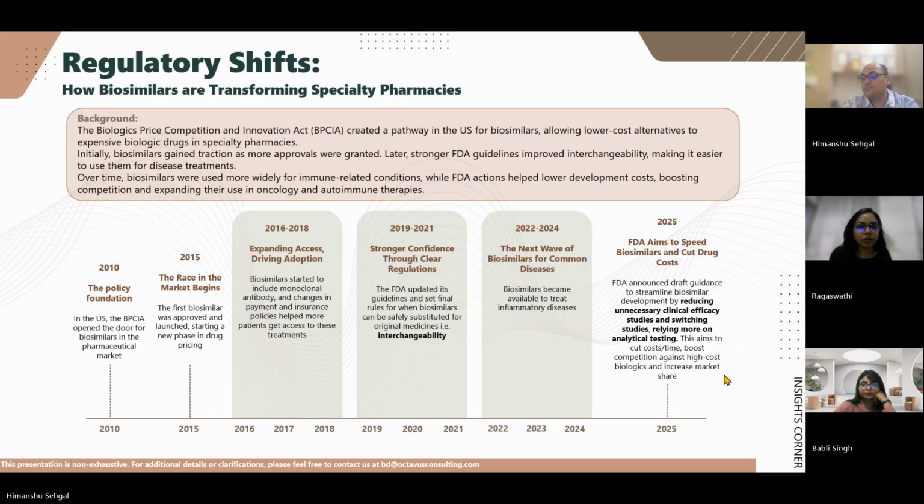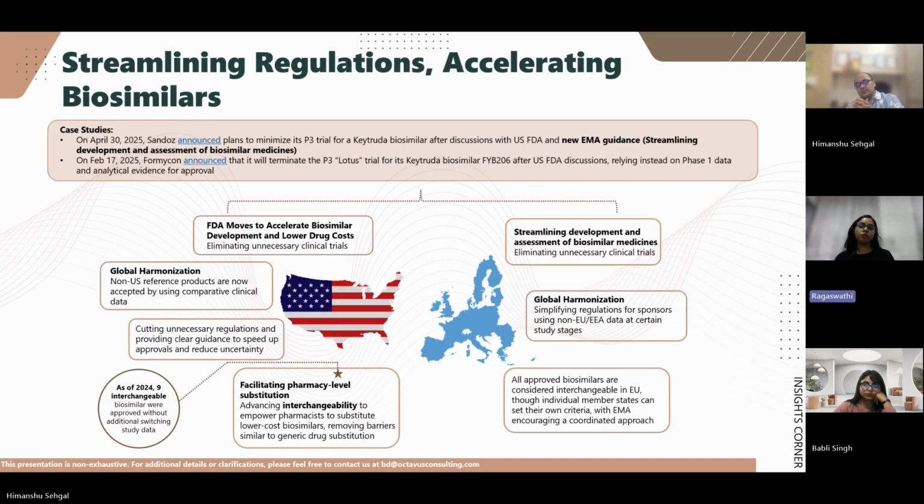So coming to the next slide, we would like to point out two case studies that happened because of all the streamlining. This all happened last year. The Keytruda biosimilar, one developed by Sandoz. Sandoz has announced that it will not go ahead with the phase 3 clinical study testing, based on the recent FDA guidance, and they have talked with the regulators that those extra studies would not be needed. The same case with Formycon. It has announced that it will terminate its phase 3 trial, and they're relying more on the phase 1 data and analytical evidence generated from it for the approval.